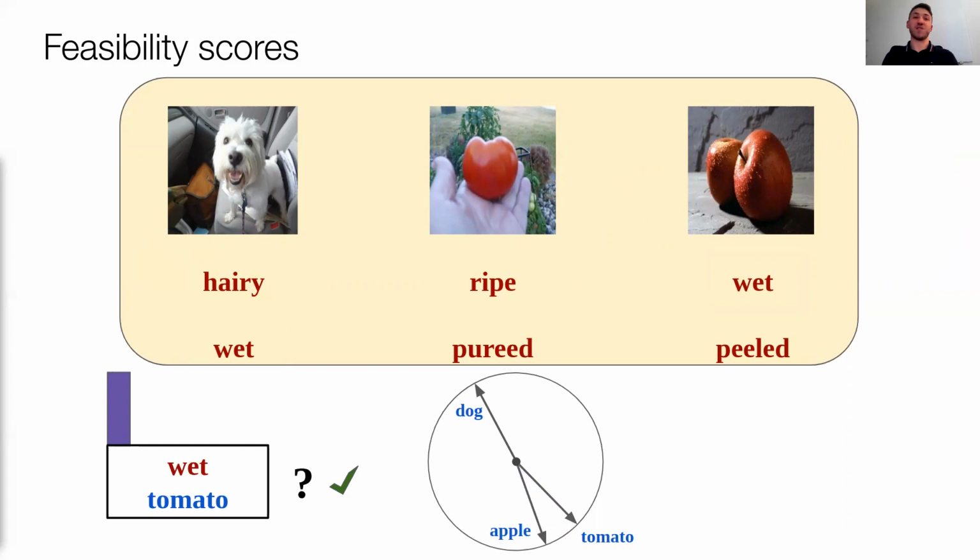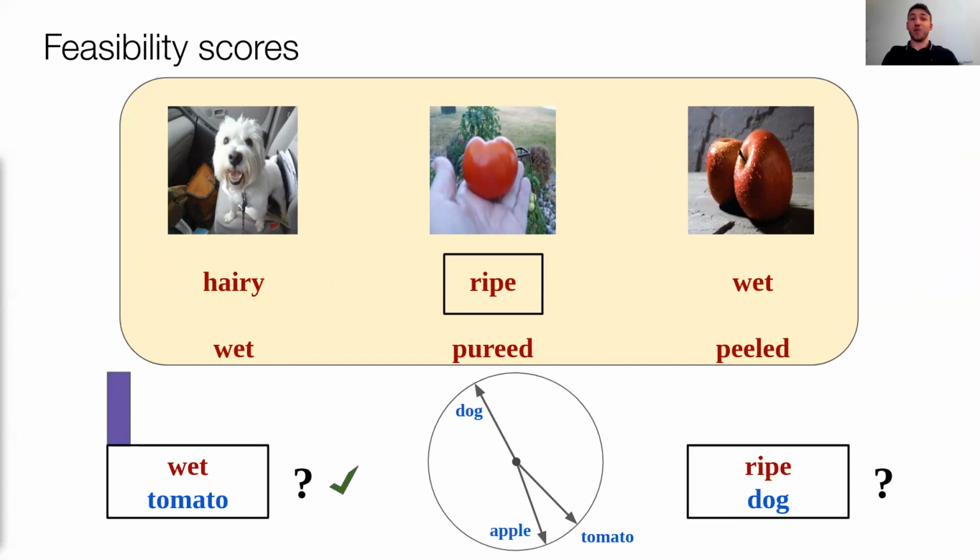Obviously, we can have cases where the query object is pretty dissimilar from the ones in the training set that are associated with that state. This is an example, for instance, with ripe dog. In this case, we have a low cosine similarity between dog and tomato, and thus a low feasibility score. Note that if two states are similar, it is likely that they can be applied to the same objects. We apply the same process also from the point of view of the states, and we average the scores to get the final estimate.